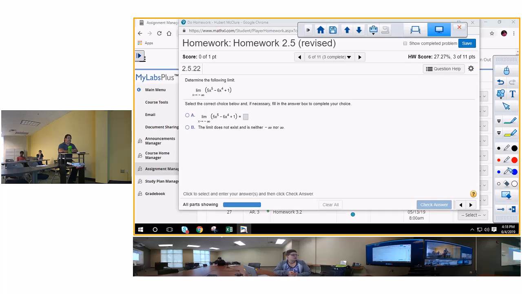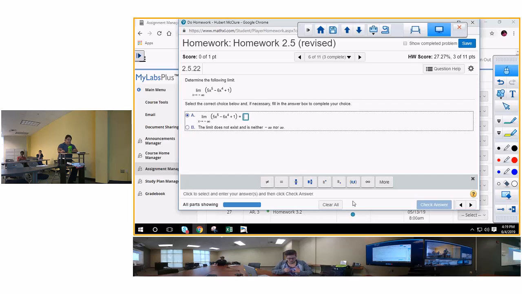What are you going to get? Negative infinity. You're not going to get 1. So it should be negative infinity, and you should feel good about yourself.